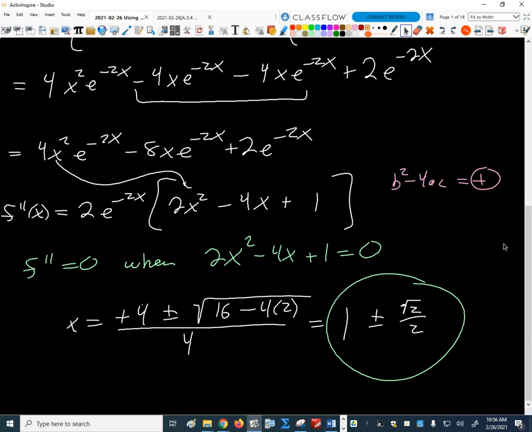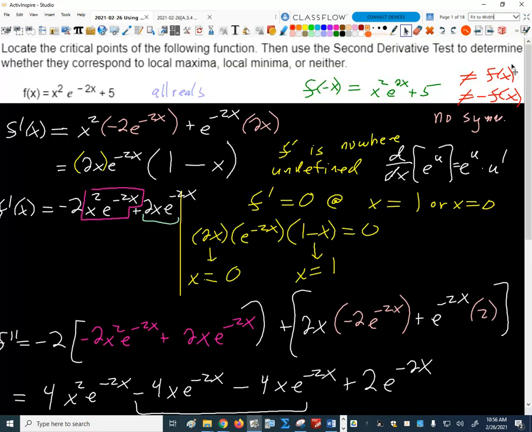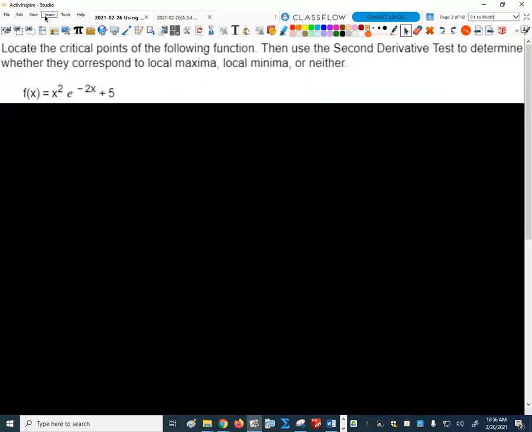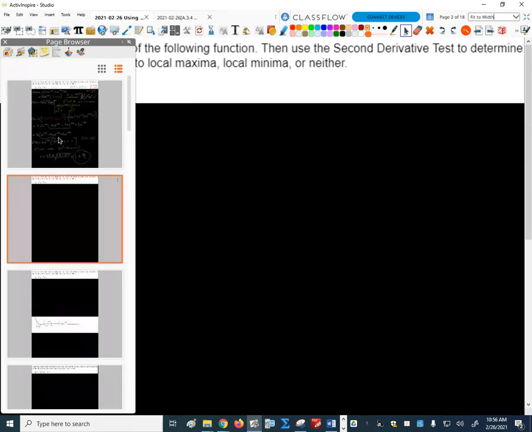Right. So now what we have to do is take all this information and build our table from it. Okay. So let's build our table.